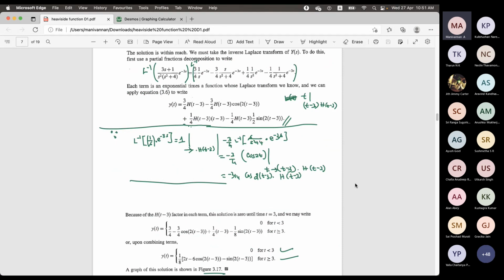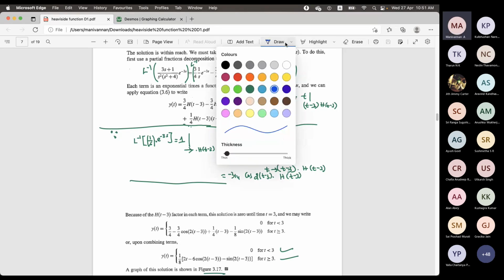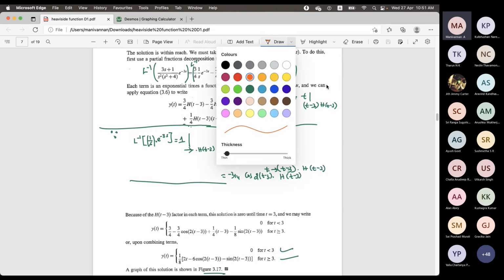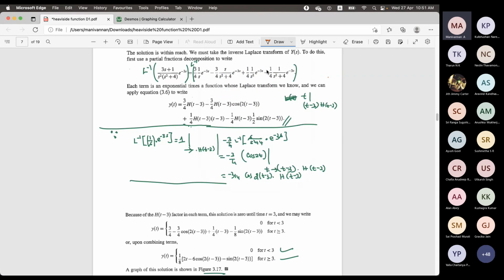Here, if you want to find out this L inverse, for example, I'm going to take only one function, or this term. You may realize how we are going to apply it. For this term, suppose I am going to consider this term.